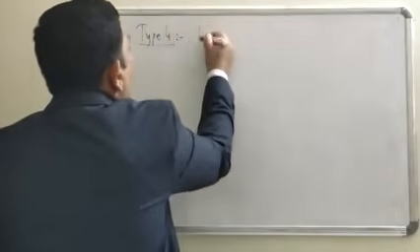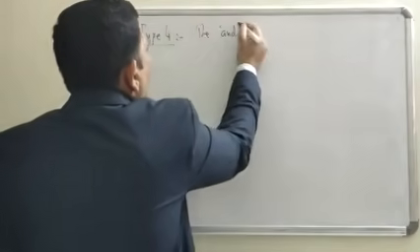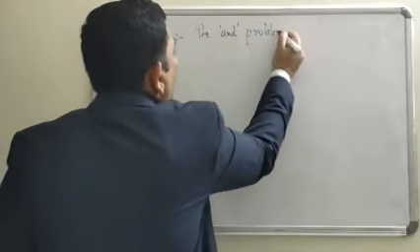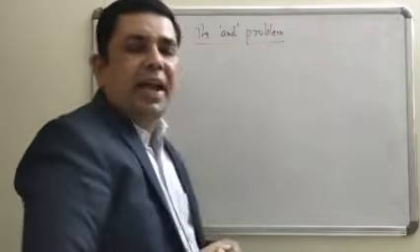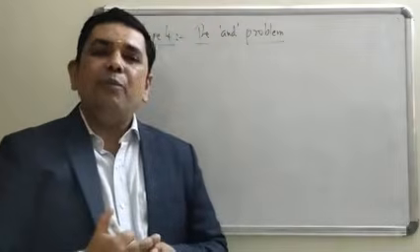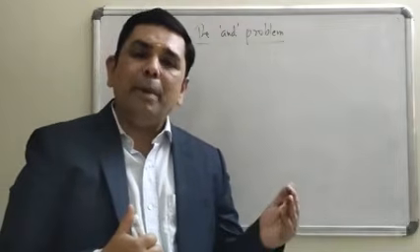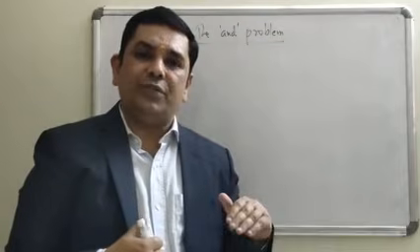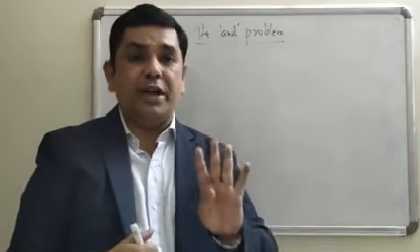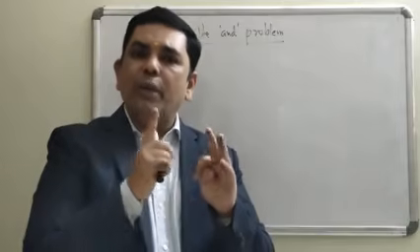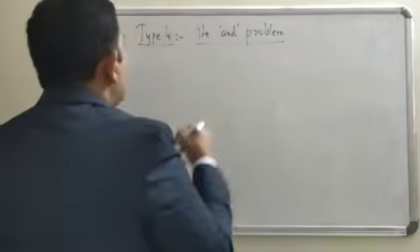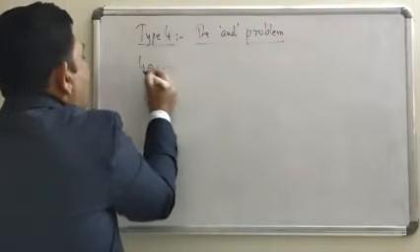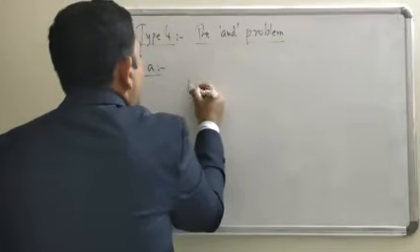And type 4 is popularly known as the AND problem. It is called the AND problem. Interestingly, type 4 can again be presented in 4 different ways. So I'll tell you 4 different types of questions: 4A, 4B, 4C and 4D within type 4. Let me introduce 4A to you.